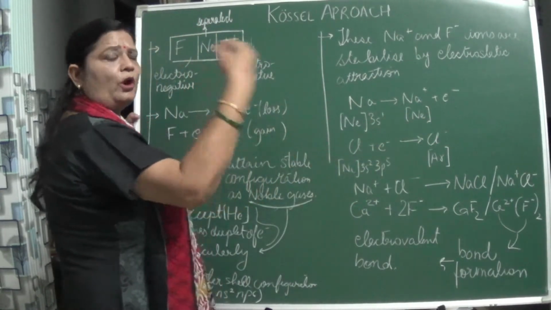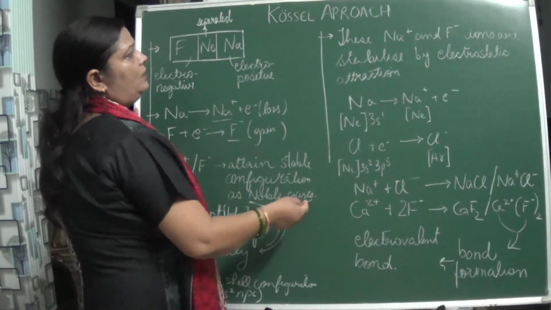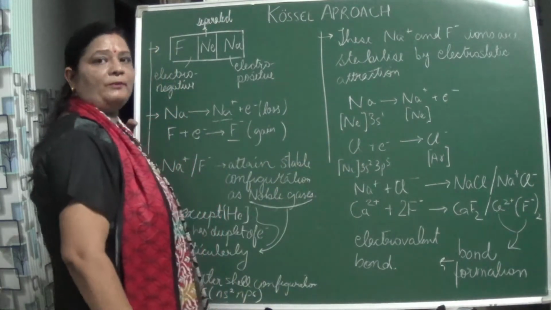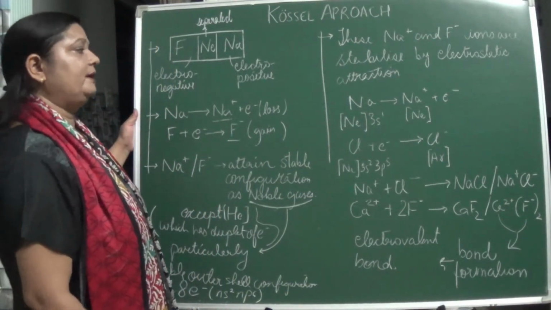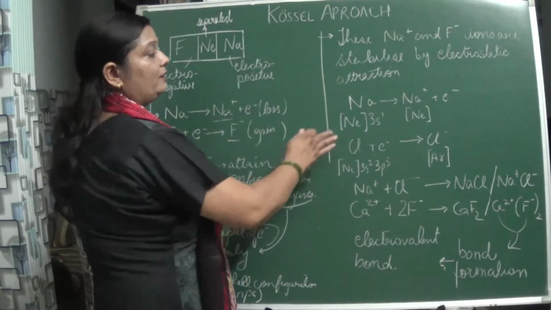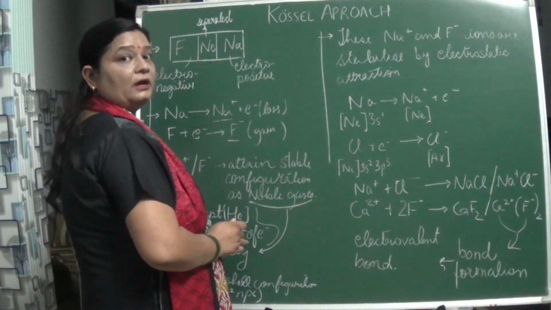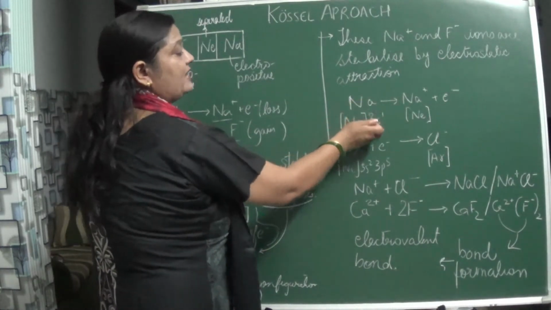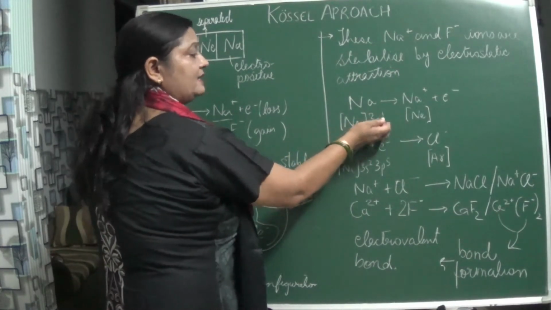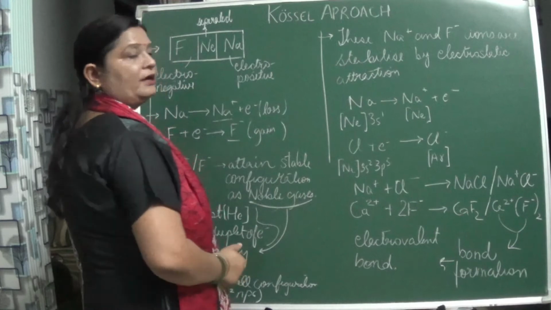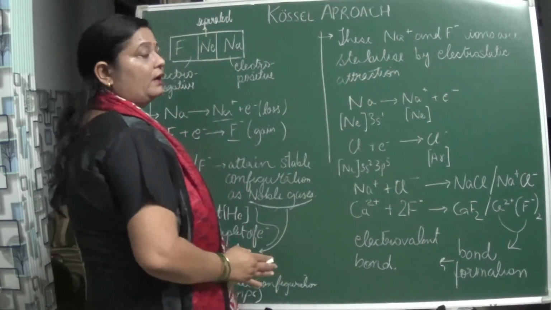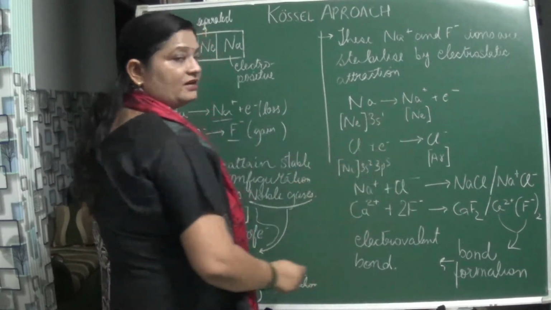If we want to write the electronic configuration according to this Kossel approach, neon has 10 electrons, and sodium has 11 electrons. Neon completes the second shell with 2p6, but sodium has 11 electrons, so it becomes neon plus 3s1. That is the configuration of sodium. If sodium gives 1 electron, it gets the configuration of neon.